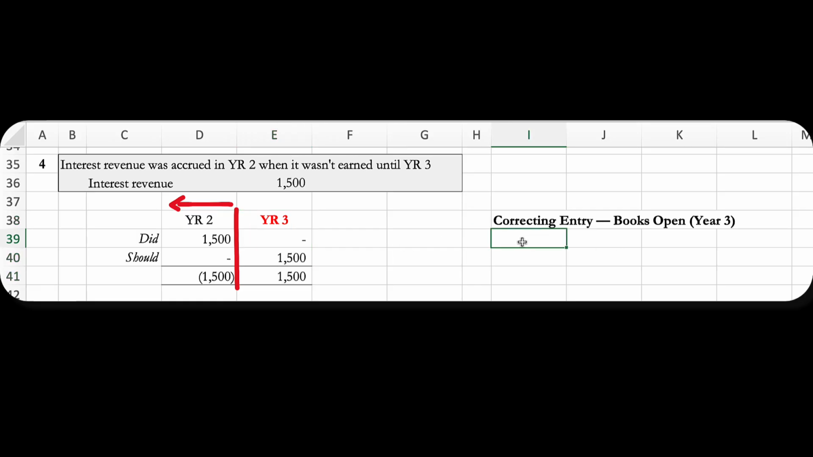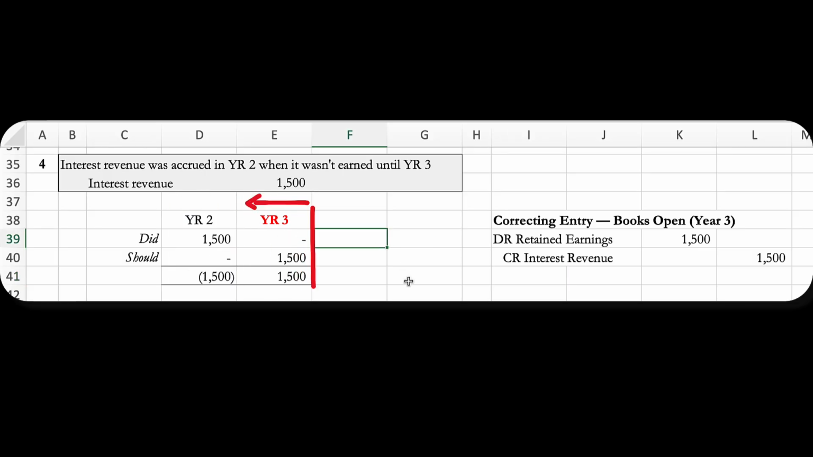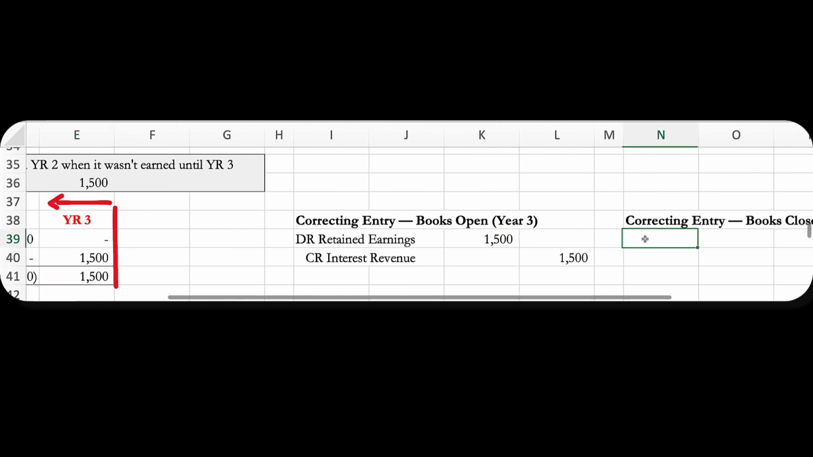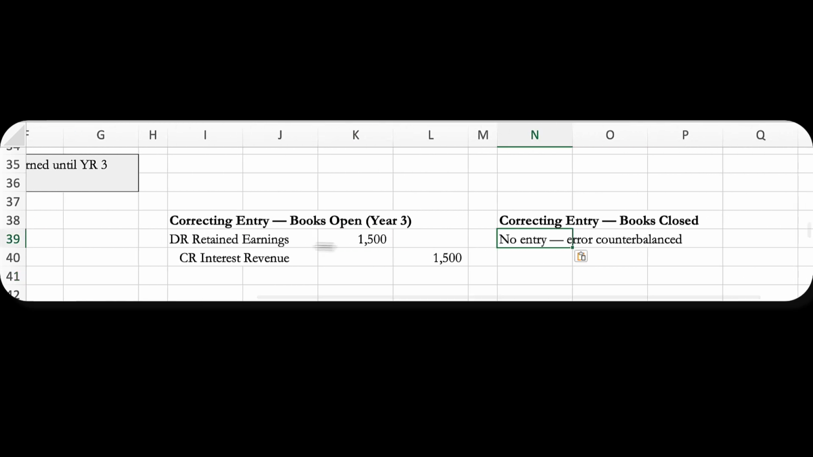So the first thing I'm going to do is fix retained earnings because I see a negative number to the left of that line. So that means I'm going to need a debit to retained earnings to decrease it in the amount of $1,500. And then to the right of the line or in the column for the year that we're currently in is a positive number. I need to record a positive income item in year 3. Specifically, we'll call that interest revenue of $1,500. Now also this entry, just like before, if the books are closed, can be thought of as counterbalanced because the sum is 0. So no correcting entry if the books are closed because the error has been counterbalanced.